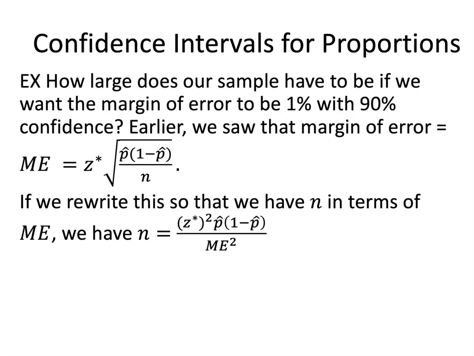How large does our sample have to be if we want the margin of error to be 1% with 90% confidence? Earlier, we saw that the margin of error, in other words ME, is z star times the square root of p hat (1 minus p hat) over n. If we rewrite this so that we have n in terms of ME, the margin of error, we have n equals z star squared times p hat (1 minus p hat) over ME squared.